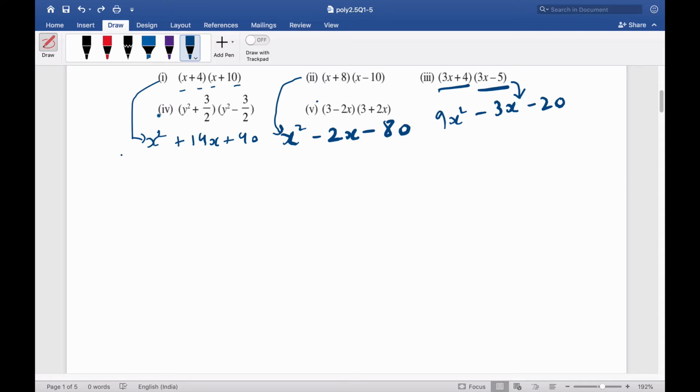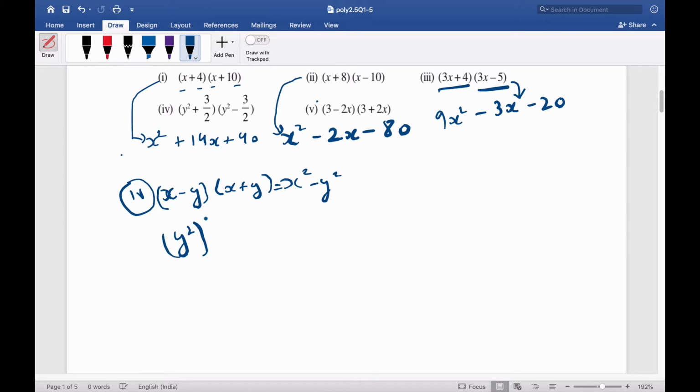Okay, so part 4 is a new identity which we have done in class 8th also, which says that x minus y into x plus y should give me x square minus y square. So over here I will get y square whole square minus 3 upon 2 whole square. So this gives me y raised to power 4 minus 9 by 4.